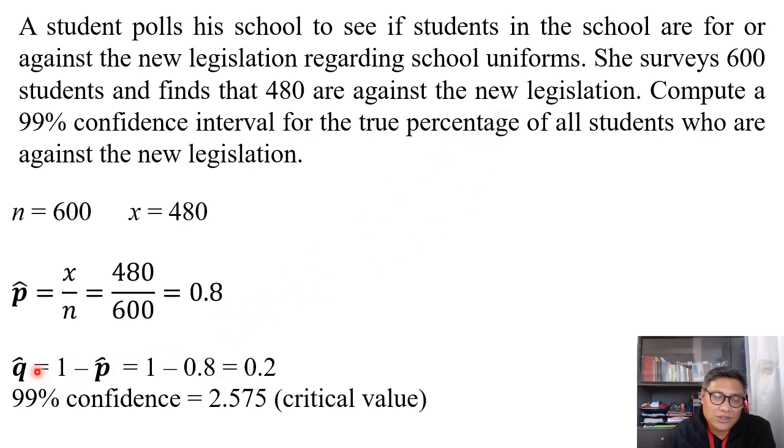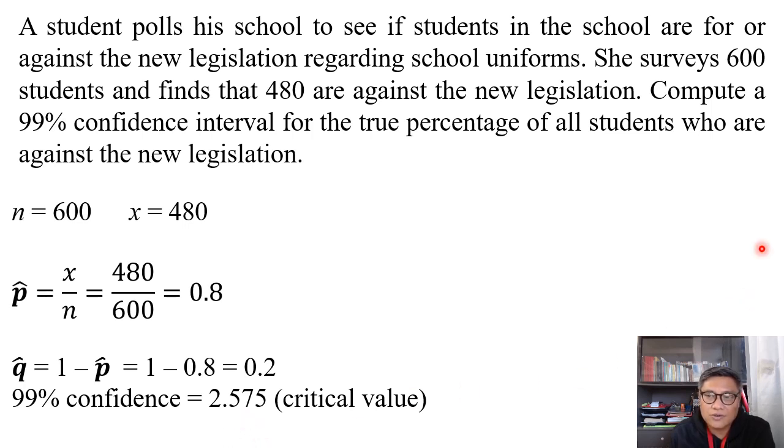The q hat here is the proportion of students out of the 600 who are pro. They are not against, but they are pro or for the new legislation. So that is the 0.2 or 20% remaining. Because we are given the 99% confidence, the critical value is 2.575.